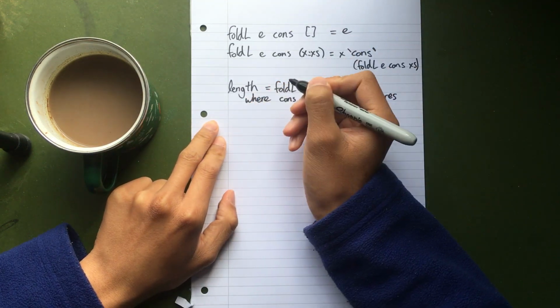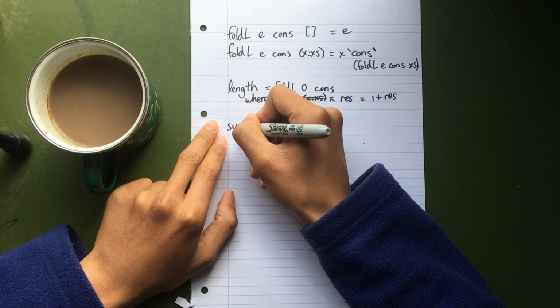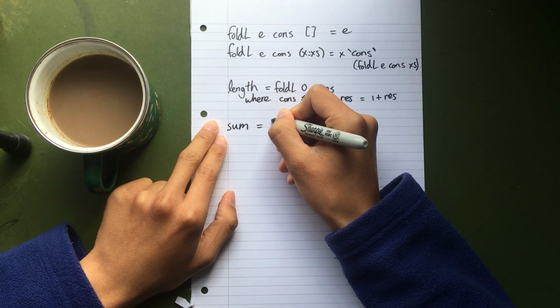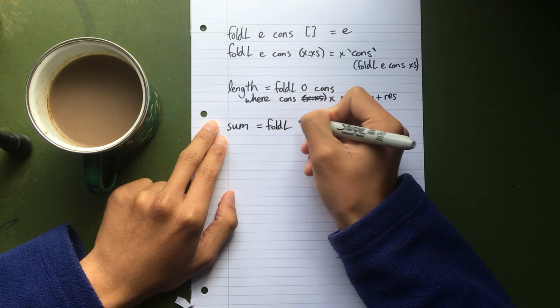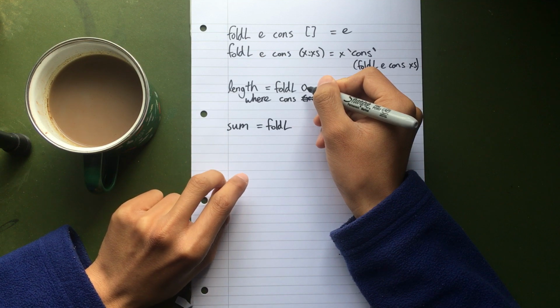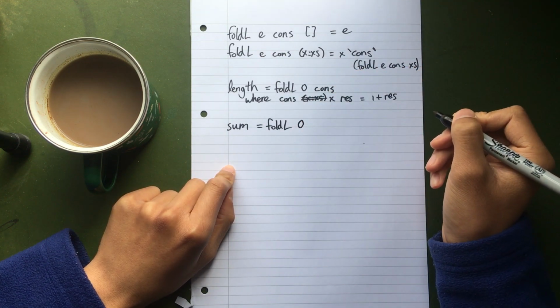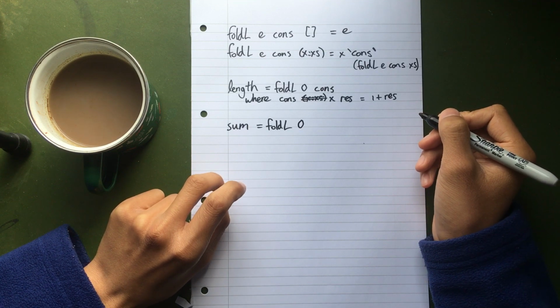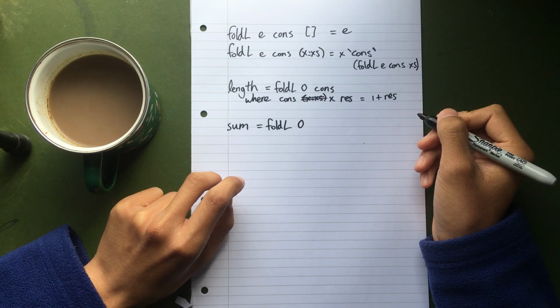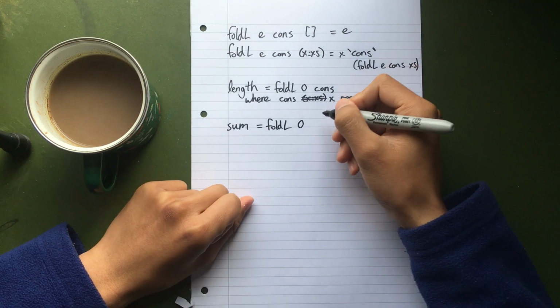Okay. And the sum of a list, we could write that as fold L, with the sum of the empty list being 0, and for a non-empty list, we're going to replace all the conses with pluses.